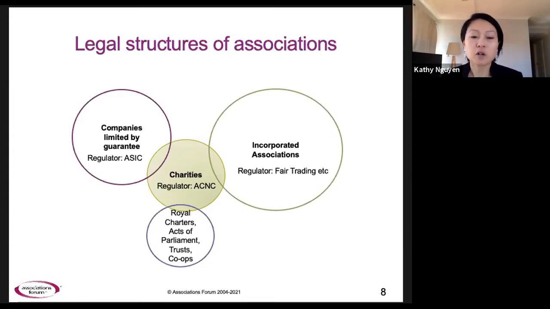Once you have legally incorporated, if you exist for a charitable purpose, you can register as a charity with the ACNC, which is the Australian Charities and Not-for-Profits Commission. And just to give you an idea about numbers, we think there's around 25,000 companies limited by guarantee, and incorporated associations, there's around 150,000 of those. And the charities, I think the ACNC has 55,000 charities on their register at the moment.